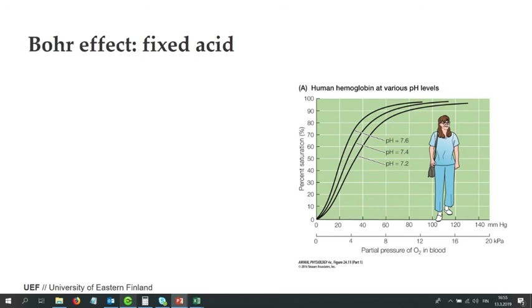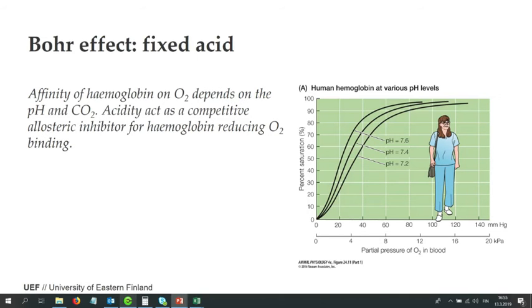Okay, it should be quite simple, but unfortunately it's not. We have the Bohr effect. First of all, it's caused by acidification, so it's called the fixed acid Bohr effect. So if we have low pH, even in human hemoglobin, the affinity is lower.